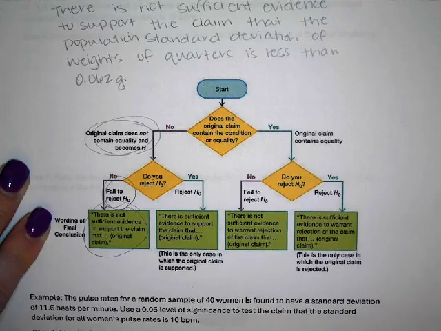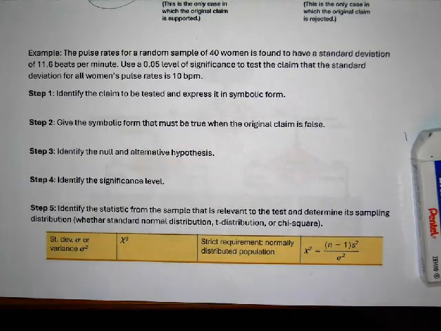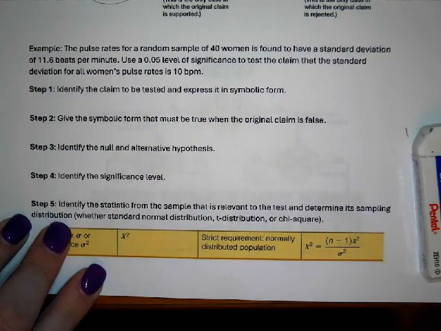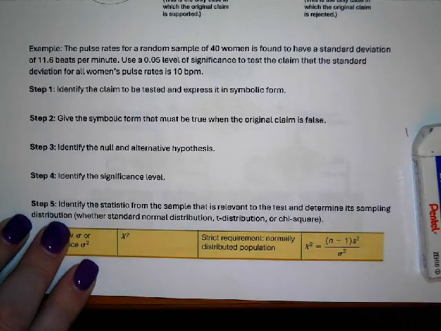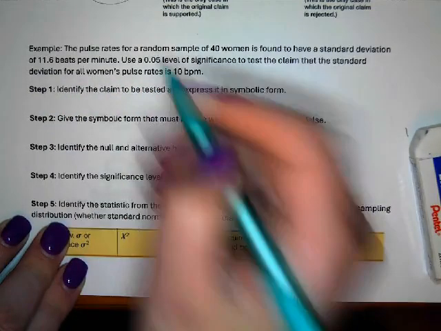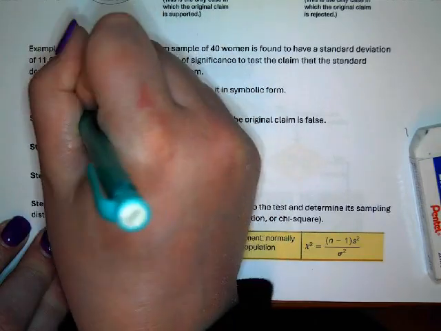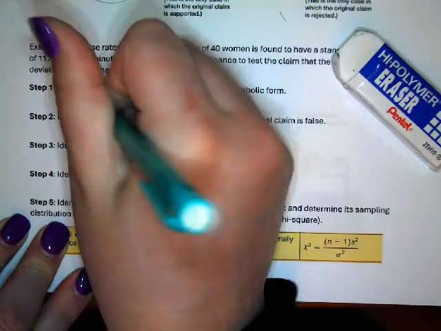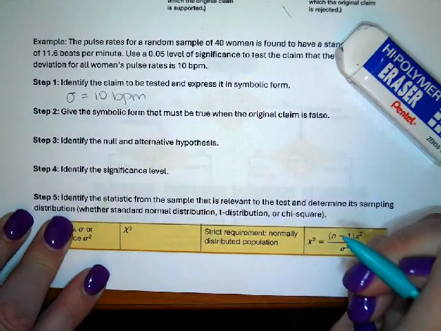All right, let's go ahead and look at the next example. This one says the pulse rates for a random sample of 40 women is found to have a standard deviation of 11.6 beats per minute. Use a 0.05 level of significance to test the claim that the standard deviation for all women's pulse rates is 10 beats per minute. So this says the standard deviation for all women is 10 beats per minute. So the population standard deviation is 10 BPM. The exact opposite of that would be sigma is not 10 BPM.